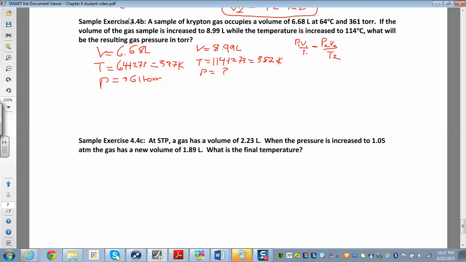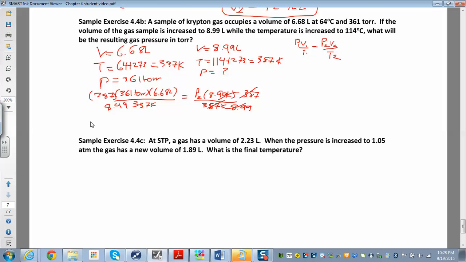Alright, so P1 is 361 torr, V1 is 6.68 liters, P1 V1 over T1 equals P2 V2 over T2. Here we go, 387, and we want to solve for P2. So first I would multiply over here by 387, because that's on the bottom. Multiply this side by 387 too. Then I want to get rid of this 8.99, so we'll divide by 8.99 over here. Those are my liters, so the liters cancel. Everything cancels here but the torr.